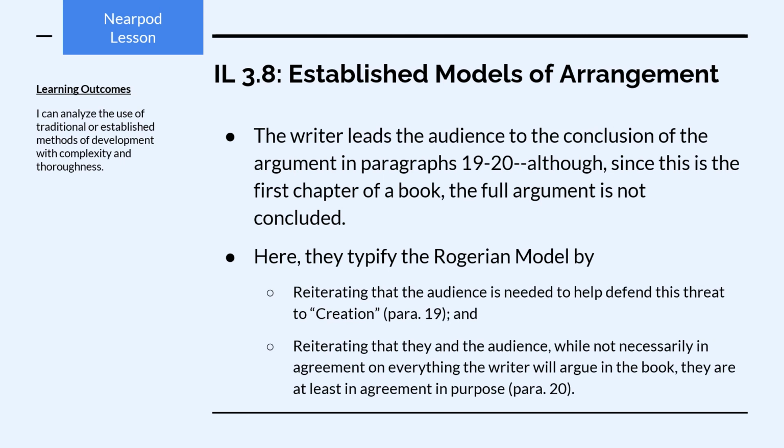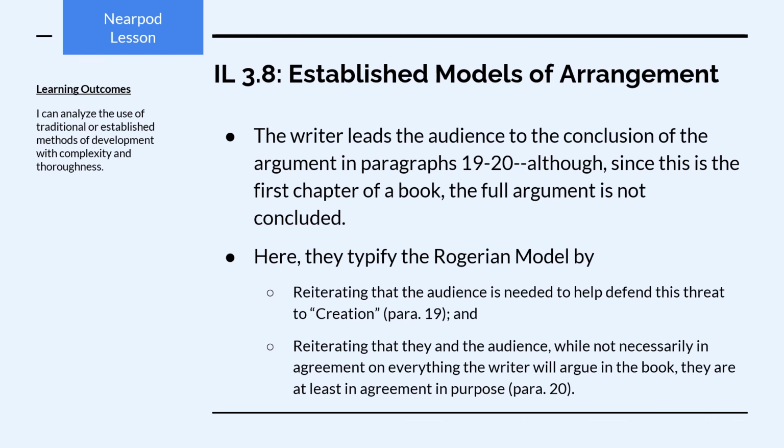Next, question 4. The writer leads the audience to the conclusion of their argument in paragraphs 19 through 20. Although it should be noted that since this is the first chapter of a book, the full argument is not really concluded, and it kind of leads into or introduces a whole new line of reasoning in the very last paragraph. And that's again because this is chapter 1 of a much longer book.